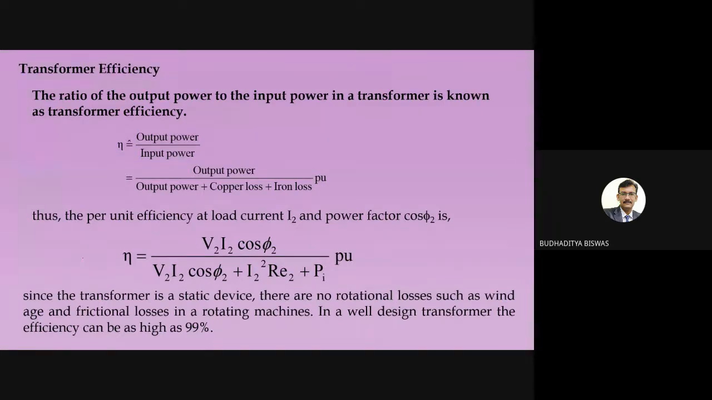Is it understood why the transformer efficiency is very high? Yes, sir. So you see, many questions can come from this: what is the efficiency formula, what is the copper loss formula, what is the iron loss formula, from where we get the copper loss, from where we get the iron loss, and why the transformer efficiency is very high. There can be many objective questions from this particular slide. So you need to be careful, but everything is very easy, you just need to remember a few things.